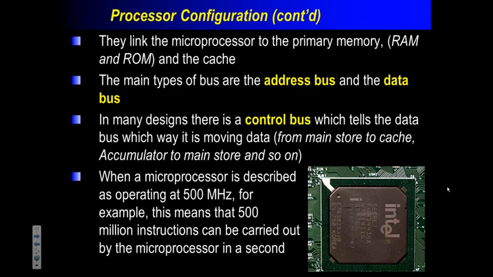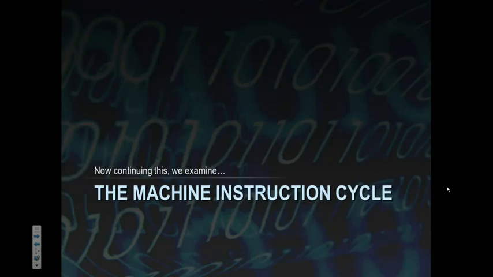So if a microprocessor is described as operating at 500 megahertz, so obviously that's an older one, this means that 500 million instructions can be carried out by the microprocessor in 1 second. A hertz is a unit of time, and megahertz is millions. This, though, I think is important.